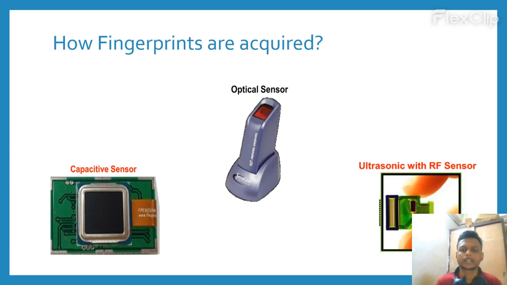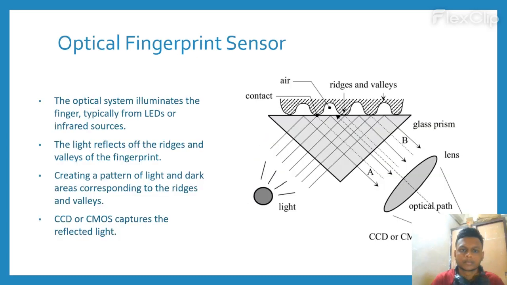Now let's discuss optical sensors. Starting with the optical fingerprint sensor, this system illuminates the fingerprint using a source which is basically an LED or infrared. The light emitted from the source falls on the ridges and valleys of the fingerprint and then gets reflected back to the CCD or CMOS, which is the charge-coupled device or the complementary metal oxide semiconductor, which captures the reflected light and creates a digital image of the fingerprint.